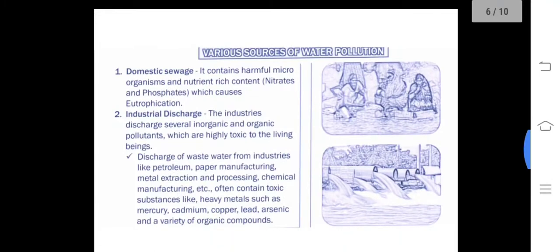Okay, fine. Now we'll see the various sources of water pollution. It's very simple: domestic sewage, industrial discharge. Domestic sewage contains harmful microorganisms and nutrient-rich content, also nitrates and phosphate, which cause eutrophication. Eutrophication, I told you a number of times. From surface runoff also, agriculture activities, nitrogen, yes, nitrates. Yes, nitrification happens. Nitrogen can be dissolved in water bodies, and can go to the atmosphere also.